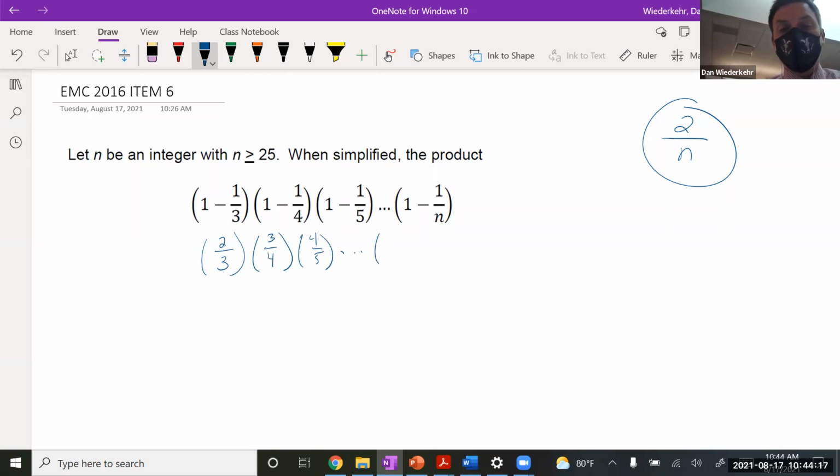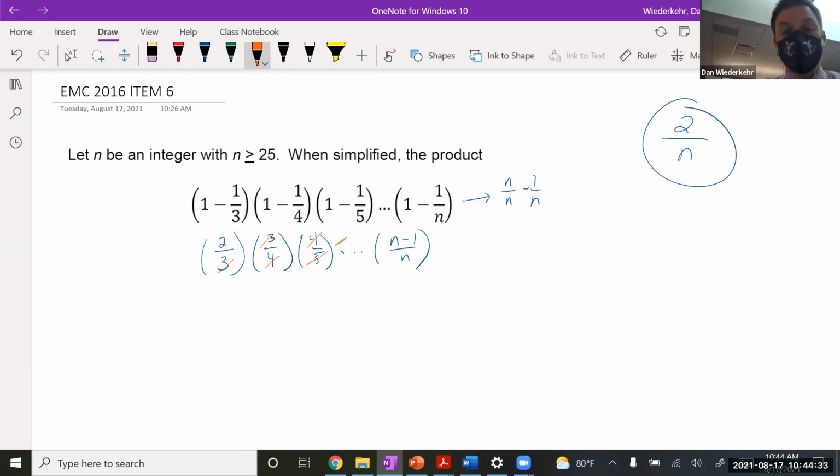And then 1 minus 1 over n. Well, if you think about 1, we can write that as n over n. And so this becomes n minus 1 over n. And so then we can cancel. 3's cancel, 4's cancel, 5's would cancel if there's another fraction written there, right?